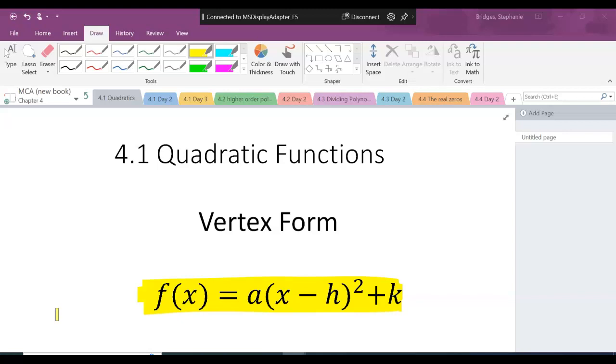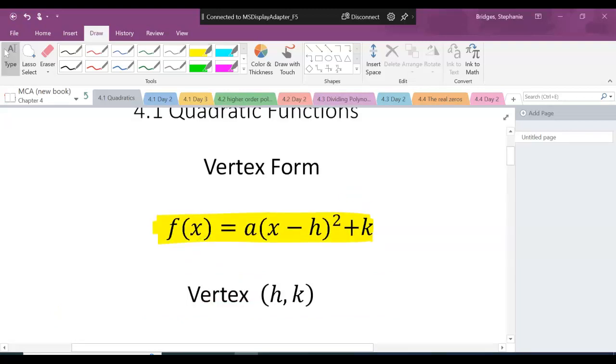And then we have h and k. h and k are my actual vertex. So if you look in your formula, inside the parentheses is x minus h, with the squared on the outside, and then plus k.